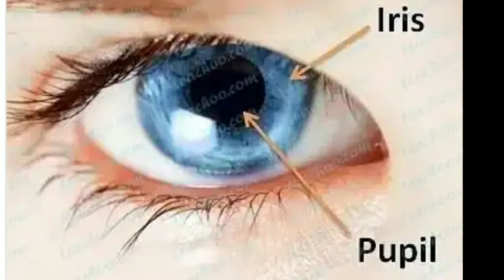When bright light falls on the eye, the iris expands and covers the pupil so that less amount of light enters the eye. Whereas when we enter a dim lit room, the size of the pupil increases and more light can enter the eye.